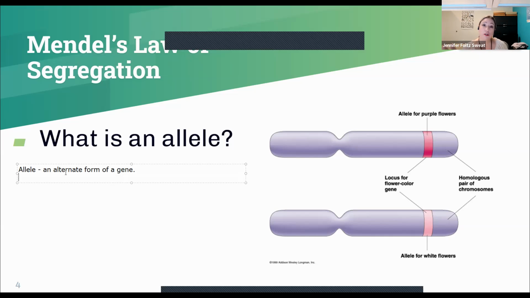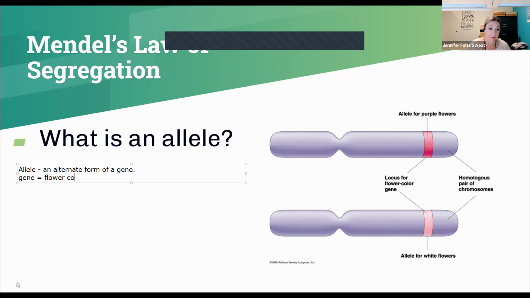In this image, the gene we are looking at is for flower color. There are two versions of that gene. That would be purple flowers and white flowers. So the gene is flower color. There are two alleles. We'll give big P to purple. Little p equals white.